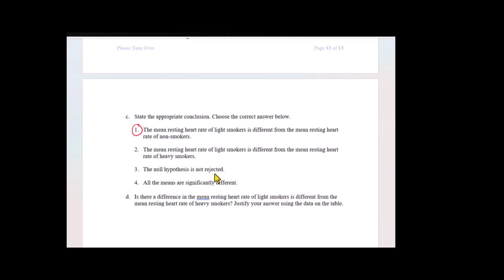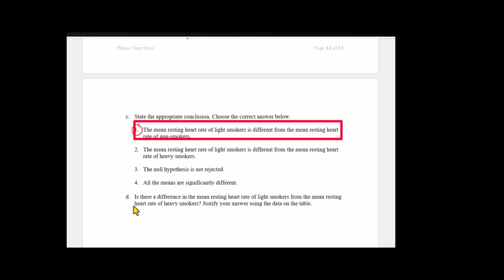The null hypothesis is not rejected, is incorrect. We did reject the null hypothesis. And the last one said all the means are significantly different, which is not true either. And finally, part D asks, is there a difference in the mean resting heart rate of light smokers from the mean resting heart rate of heavy smokers? Justify your answer using the data on the table.